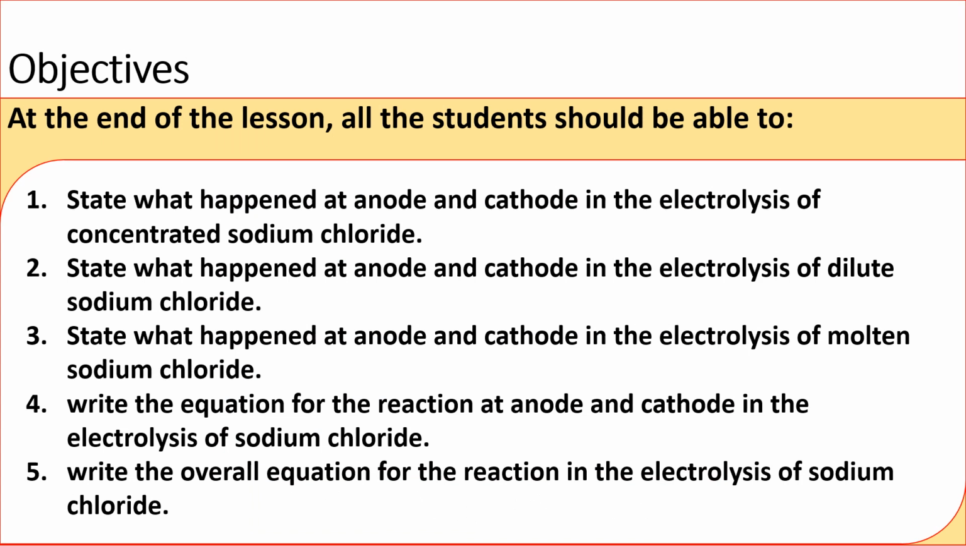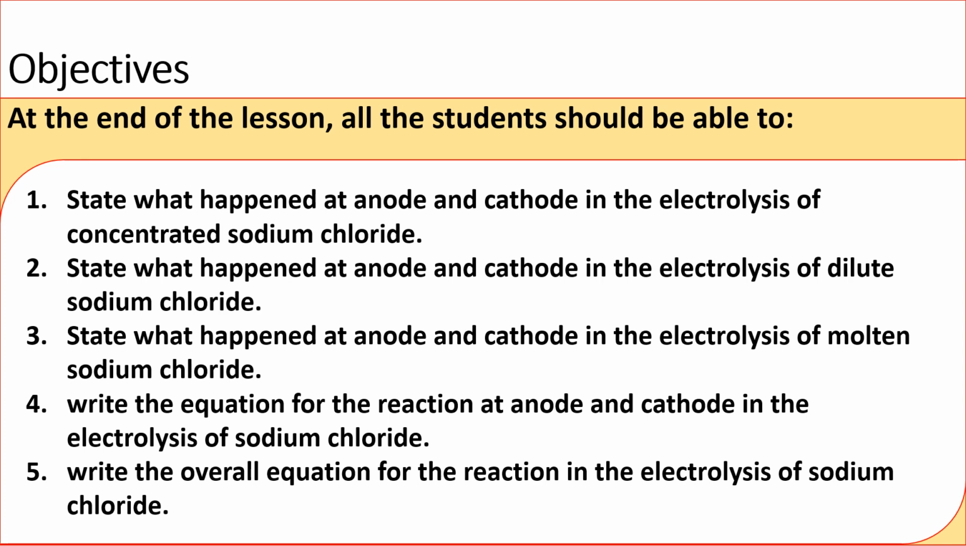Here are the objectives of our lesson for this week. Objective number 1, at the end of today's lesson, all the students in this class should be able to state what happened at anode and at cathode in the electrolysis of concentrated sodium chloride. Objective number 2 is that at the end of today's lesson, every one of us here in this class should be able to state what happened at anode and at cathode in the electrolysis of dilute sodium chloride. Objective number 3 is that at the end of today's lesson, all of us should be able to state what happened at anode and at cathode in the electrolysis of molten sodium chloride.